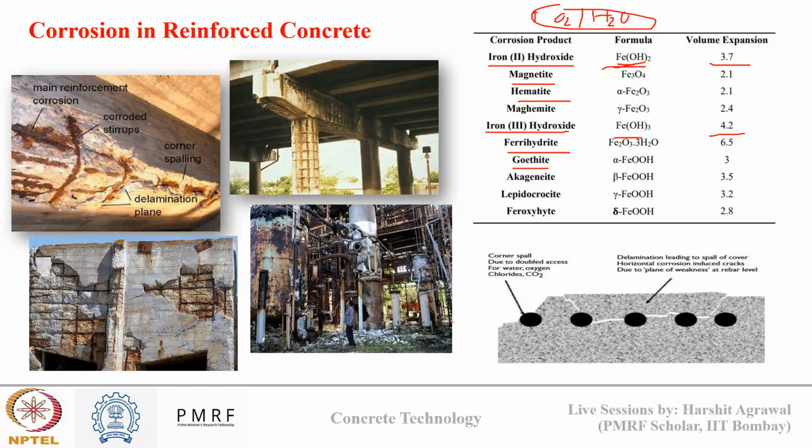The same you can see through these images also. Here you can see corroded stirrups. This is the main reinforcement that got corroded, and due to corrosion, the cover concrete got delaminated. Similarly, here also you can see delamination of cover concrete due to corrosion of embedded reinforcement. The same thing has happened here, and this is a steel structure where you can see severe corrosion damage everywhere. In this image you can see spalling of cover concrete, and this is delamination of the corner concrete piece that has been broken off due to corrosion of embedded reinforcement.